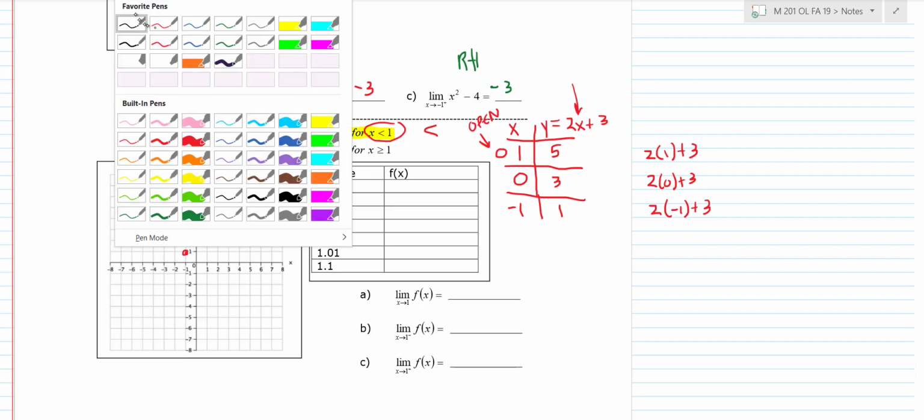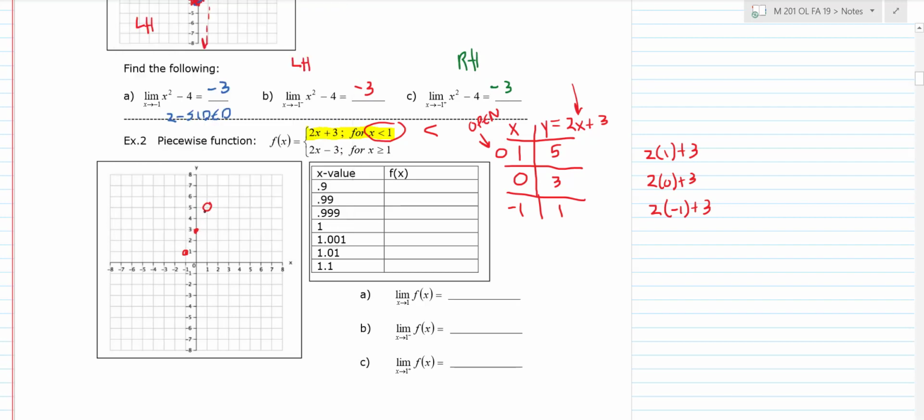Now, this is real important. When you draw this line, you're not going to draw the line going in both directions. You're going to draw the line just going in that direction only. Okay, so that's pretty important that you understand that. Okay, so that's how that line goes.